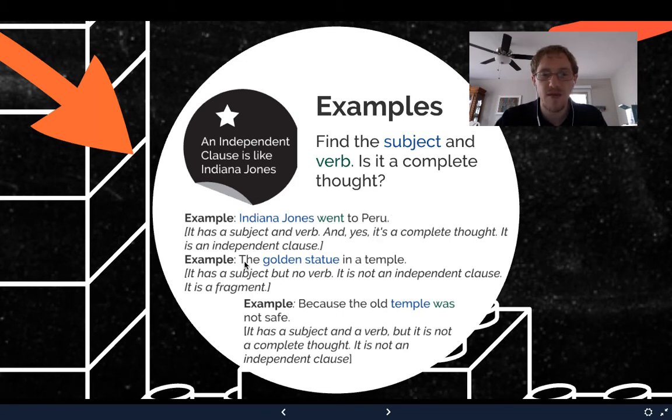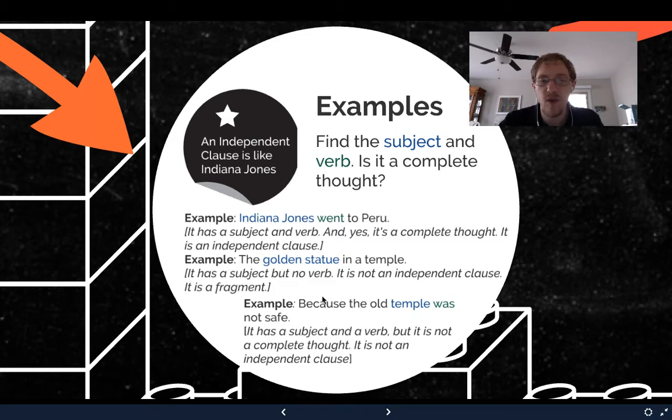The second example, the golden statue in a temple. There's a subject, but there's no verb. This is not an independent clause. It is not a sentence. It is a fragment.